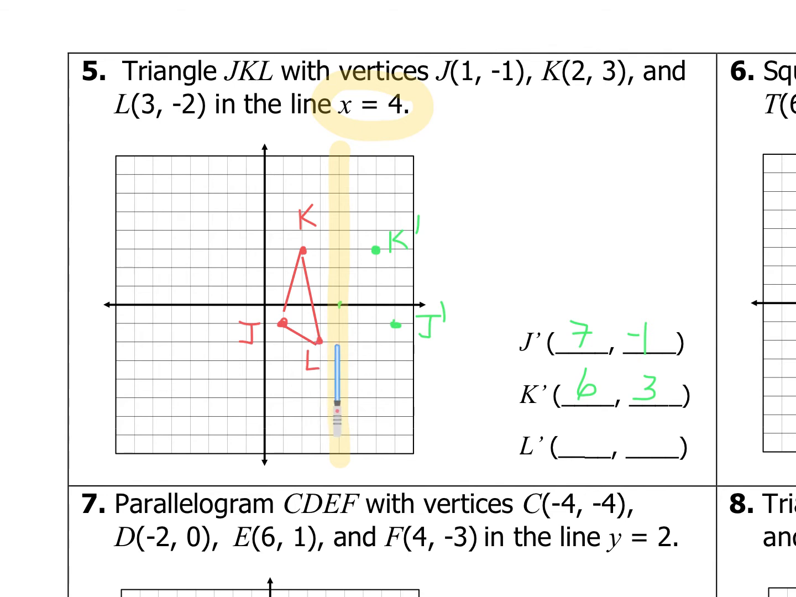And then finally our L. Our L is 1 unit from the line of reflection, so you want to go 1 unit on the opposite side. So here is your L prime. And to identify that ordered pair, you're going to go right 2, 4, 5, down 2. So positive 5, negative 2. And then we want to connect our points with a straight edge.